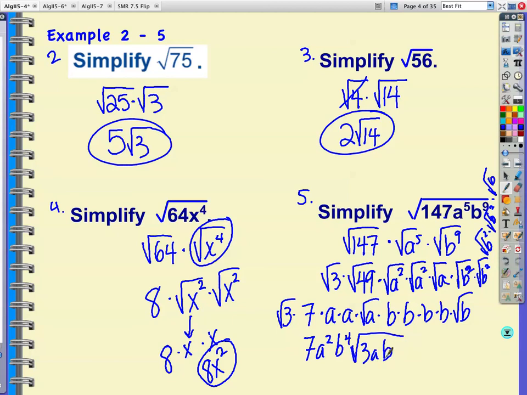Okay, now let me look that over for a second. B to the 4th, that's 8, and then I have another one. Okay, looks good. That is the answer on that, folks. Is that crazy? That's crazy.